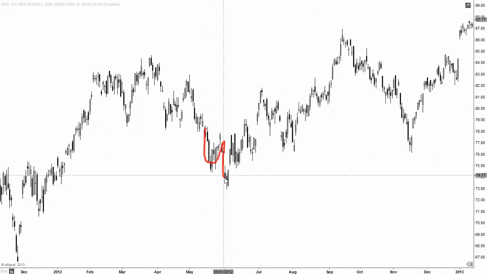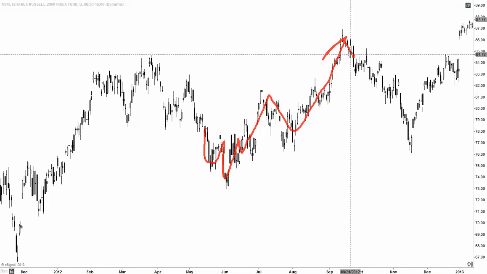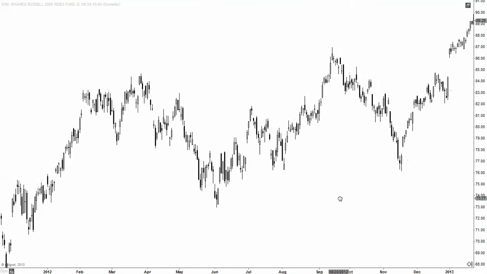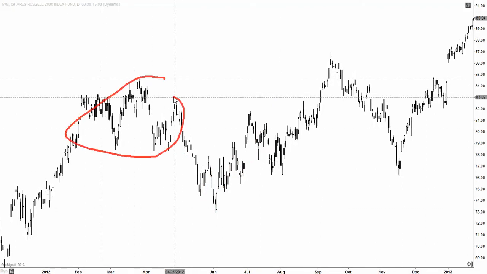This one, look at that, another inverted head and shoulders, and this turned out to be pretty good too, huh? And the inverted head and shoulders, it seems like on IWM it plays out every time. Every time I see an inverted head and shoulders, it seems like it always plays out. So that's one. So we still got 7 out of 9.